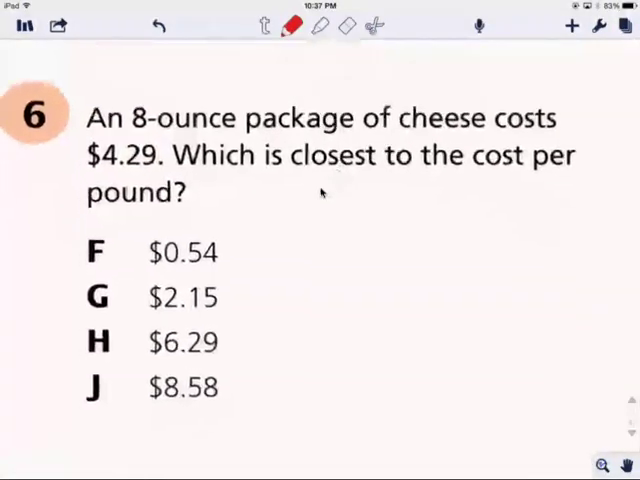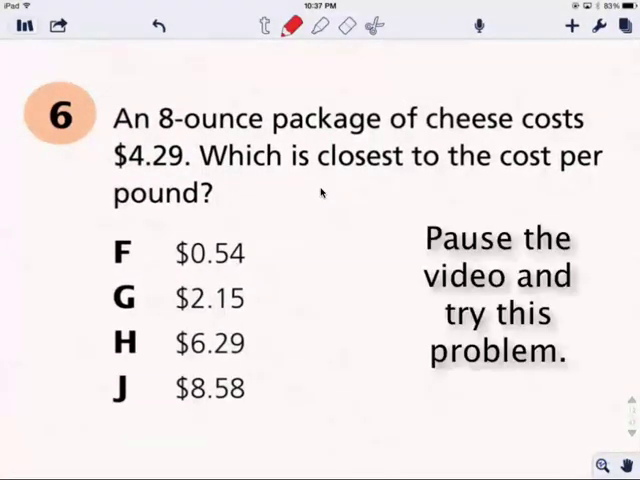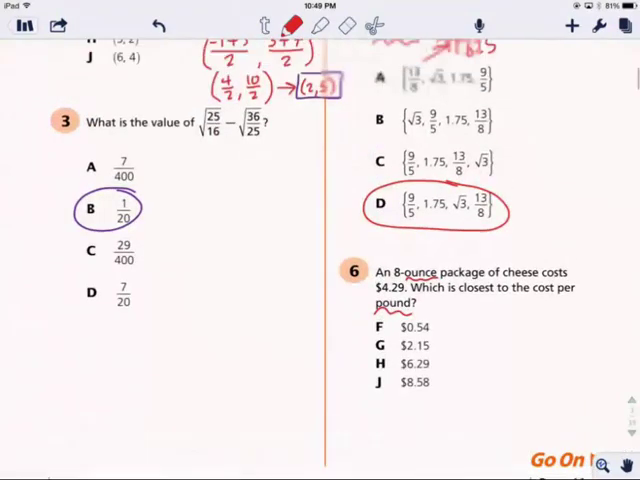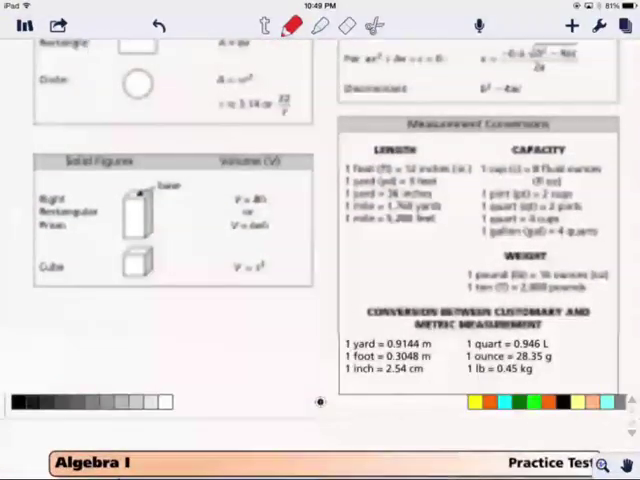All right, now go ahead and look at number 6. For number 6, we are going to have to recall the relationship between ounces as a unit of weight and pounds. If you don't recall that off the top of your head, refer back to your reference page.